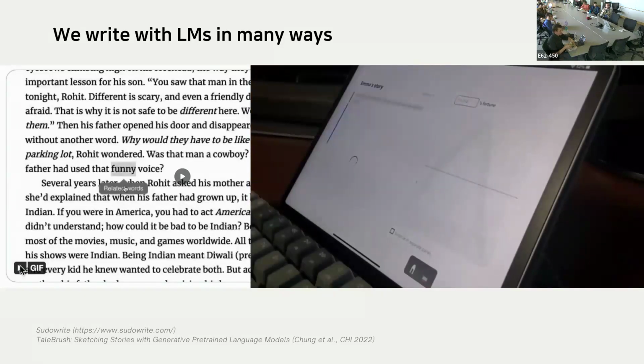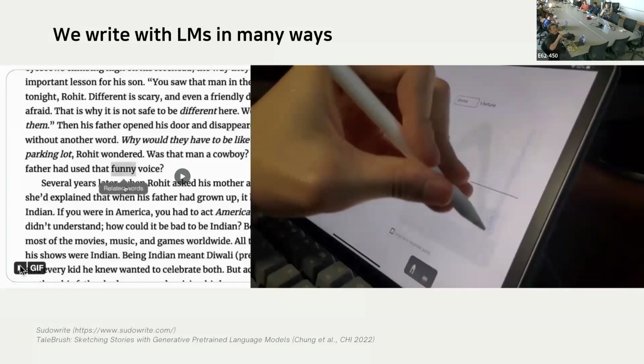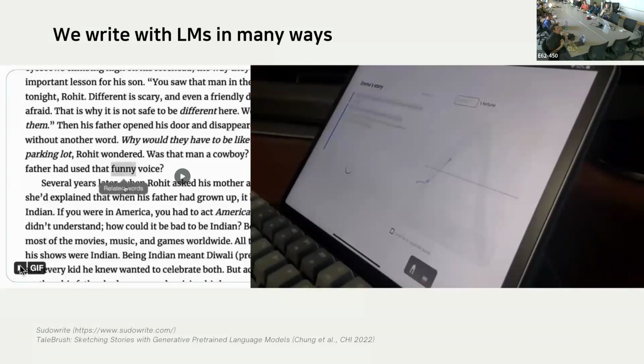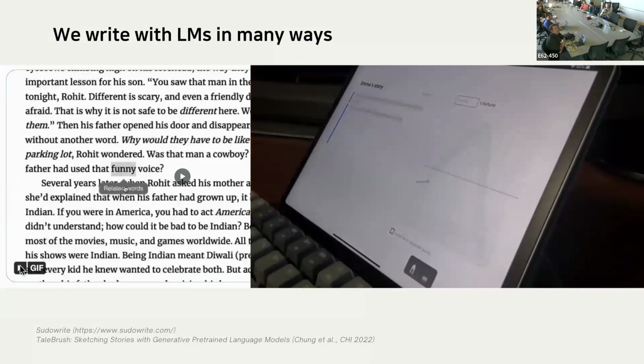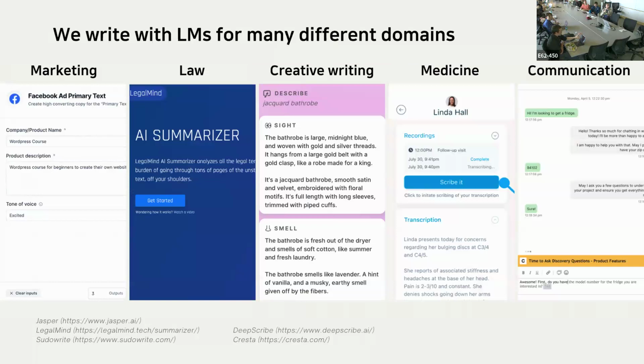And this is a research prototype called Pale Brush. So here the interaction is that you draw a line sketch to represent the protagonist's fortune. So it goes up and down, and you have challenges and overcome. And then based on that, the language model generates the story to follow that curve. So yeah, there are many different ways that one can interact with language models beyond the chatbot. And of course, there are also many different domains that you can use these language models to support your writing. So just to name a few, marketing, law, creative writing, medicine, and communication.